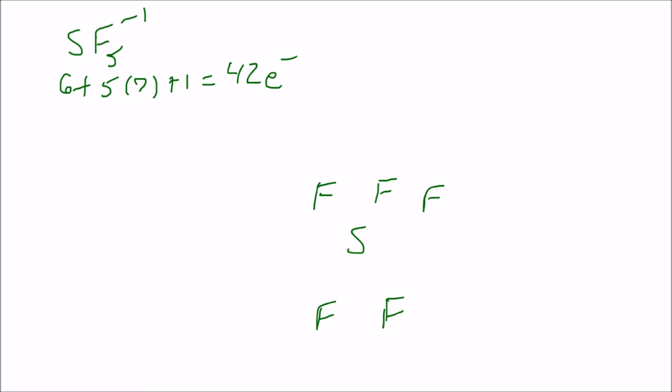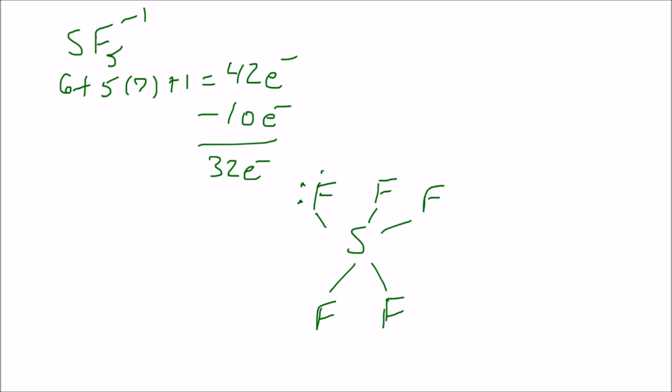Then we count up how many electrons we just used: 2, 4, 6, 8, 10. Now we're going to place those 32 electrons that we have left on the most electronegative element first, which would be the fluorine.